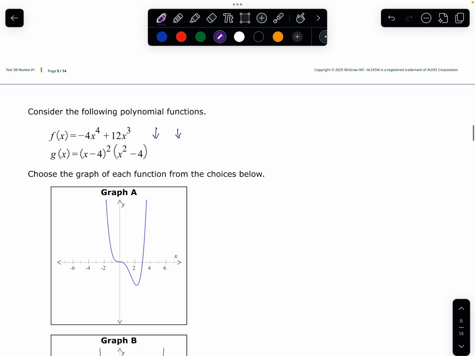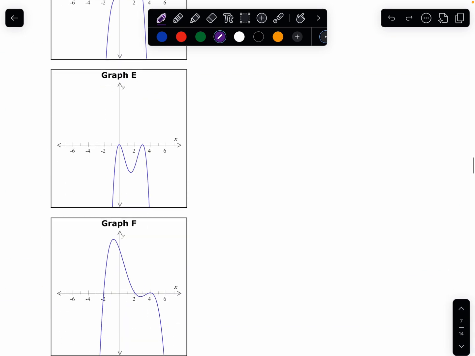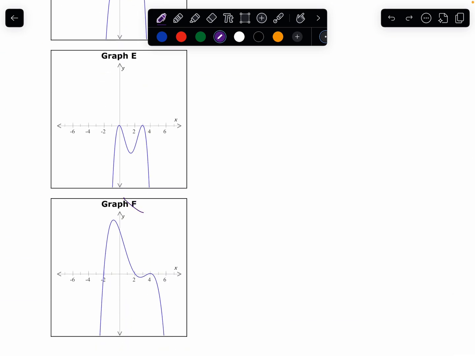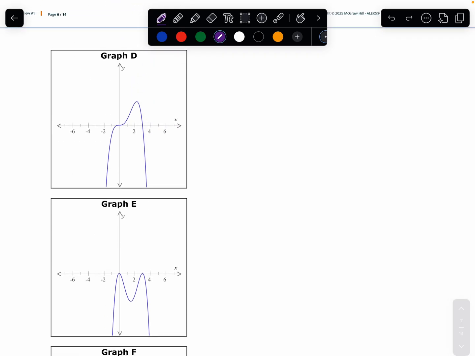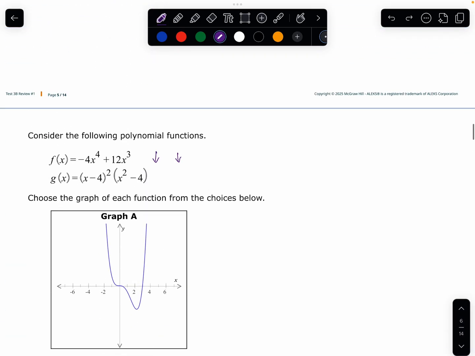Another thing to note is that for the y-intercept, if I plug in 0 for x, everything is 0. So I should have a y-intercept of 0. So it's not going to be F, because this one has a y-intercept above 0. So it could be D or E. Now I'm going to check the x-intercepts. So if I factor out a -4x to the third, I'm going to be left with x, positive x minus 3.